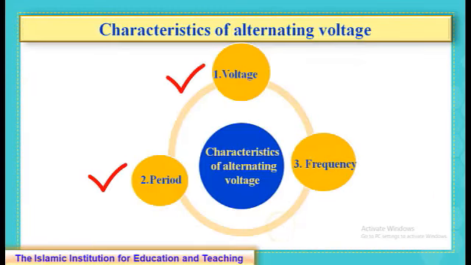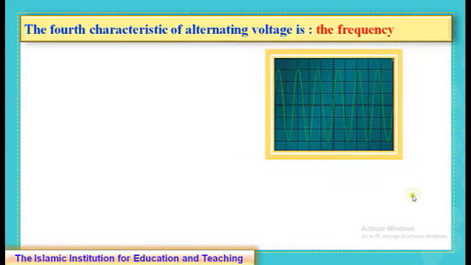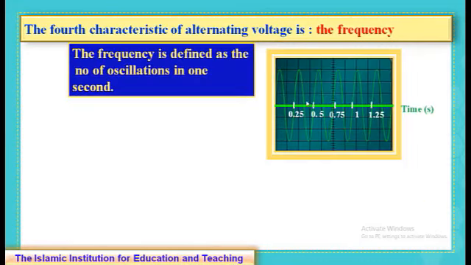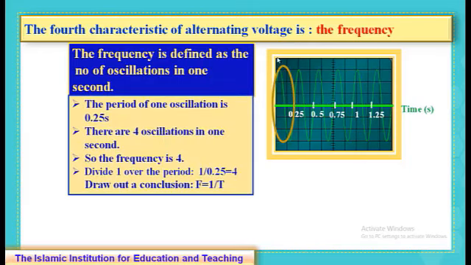Now we want to talk about the frequency characteristic. The fourth characteristic of alternating voltage is the frequency. The frequency is defined as the number of oscillations in 1 second. Here we have one oscillation. It starts from the 0 point, increases to the maximum positive point, drops to 0 level and drops more to the negative minimum point and back to 0 level. The period of one oscillation is 0.25 seconds in this example.